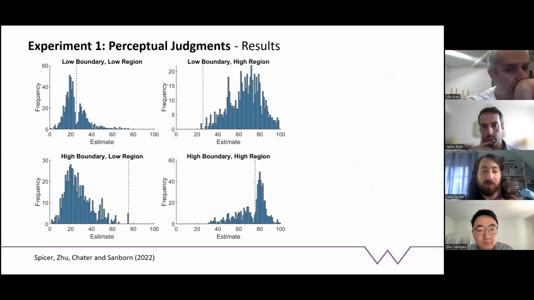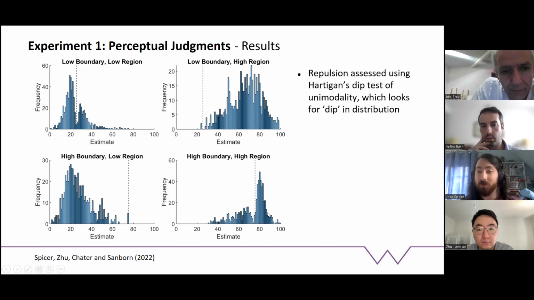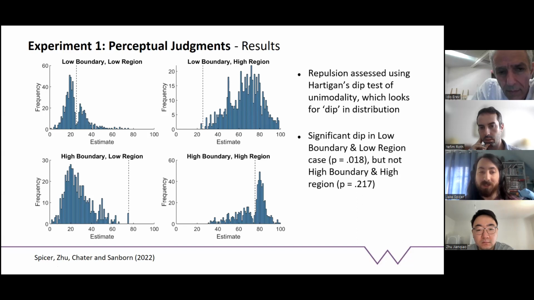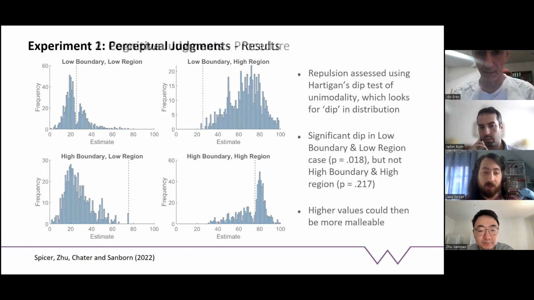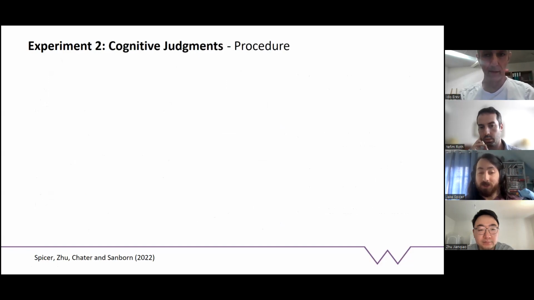But at the same time, there appear to be these divots in these respective distributions that suggest people were avoiding answering nearby to the boundary. We assess this using something called the Hartigan dip test, which essentially looks for these gaps in the distribution. And we see significant evidence of a dip in this upper left panel here, but not so reliable evidence here, despite what it visually looks like. It might be that this tail is not quite convincing evidence. And this might be something to do with an asymmetry between low values and high values. So we have pretty decent evidence in the perceptual task of both anchoring and some repulsion, although there's some asymmetry.